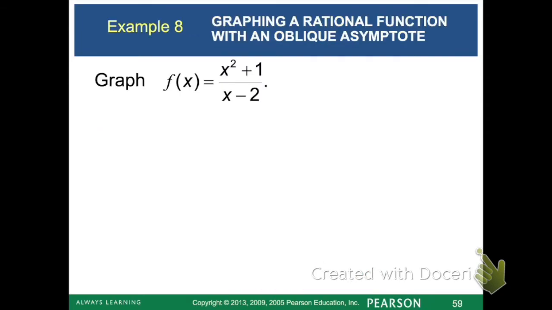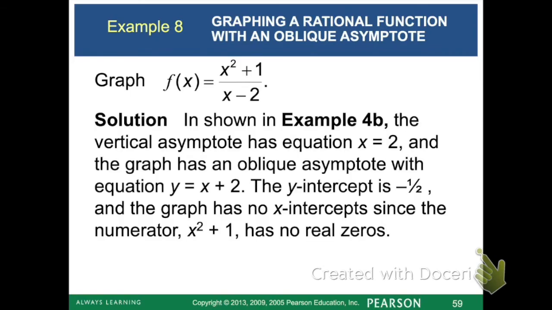Example 8, we're going to graph this function. First of all, we're going to start off with asymptotes, which we actually found way back in example 4. So we have a vertical asymptote at x equals 2. We also have an oblique asymptote at y equals x plus 2. Remember, we found that by doing synthetic division. Our y-intercept, if you plug 0 in for all of our x's, you're going to get out negative 1/2. And we do not have an x-intercept since the numerator x squared plus 1 has no real zeros. So if we set it equal to 0, we don't get any real solutions.